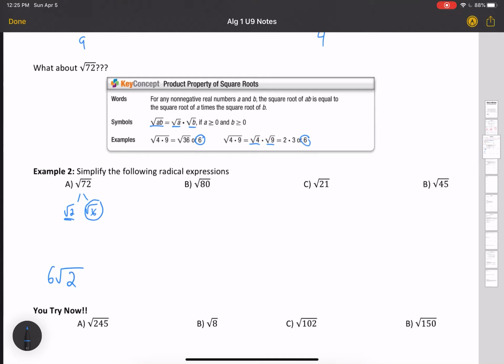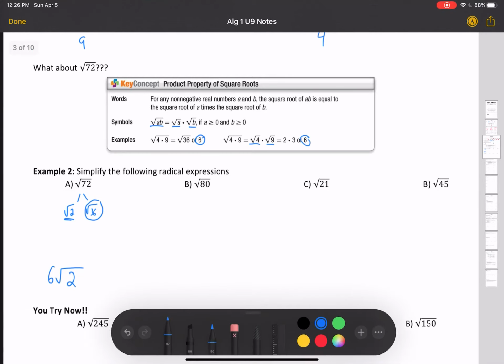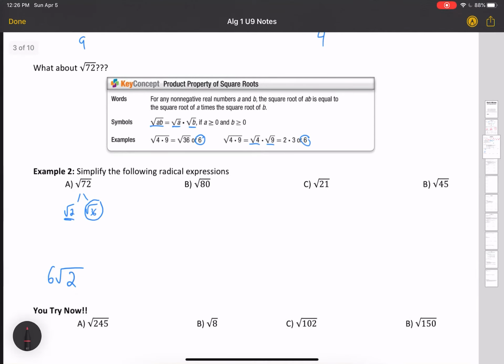Okay? So if you can train your eye to find these perfect squares when you're breaking down the numbers, that's going to make your life a little bit easier. But sometimes that isn't possible. Sometimes you just have to break it down as much as you can. So that's what I'm going to do in the next problem, B. If there are any perfect squares, I'm going to ignore them for right now, just so that you can see what you need to do in case you don't notice the perfect squares. So, square root of 80.